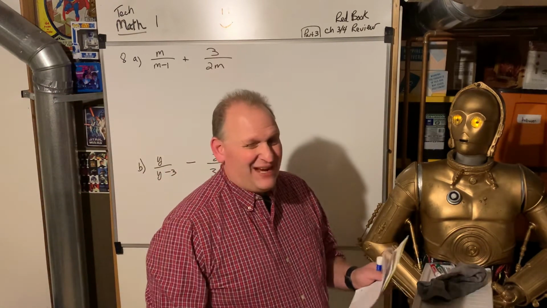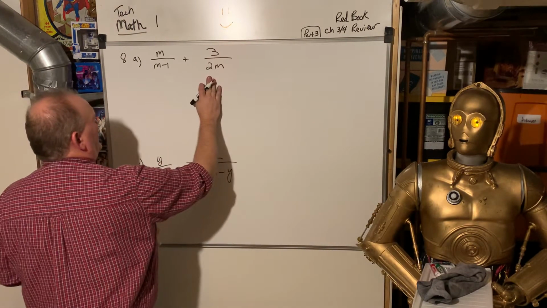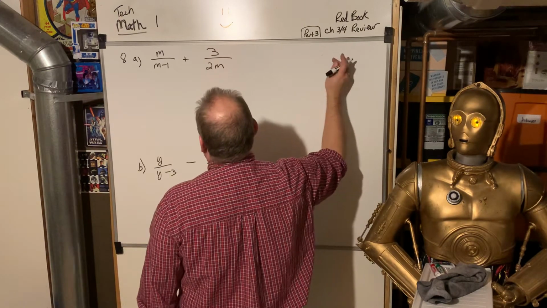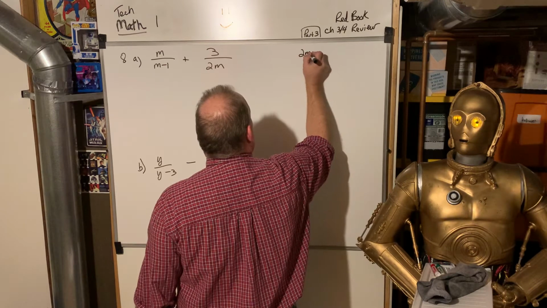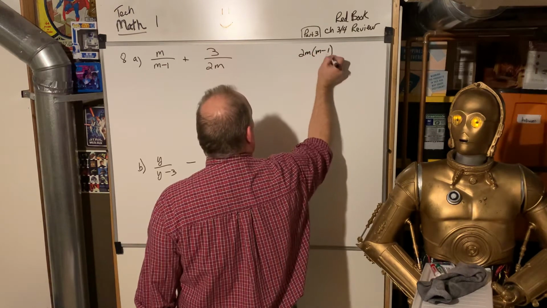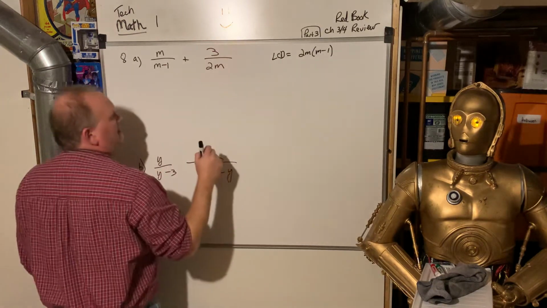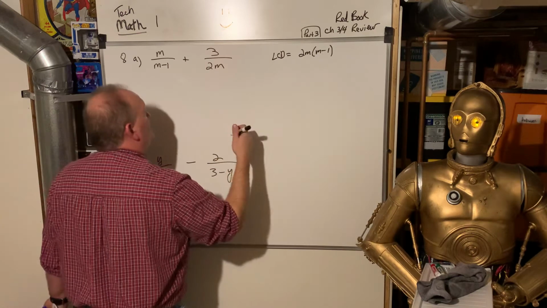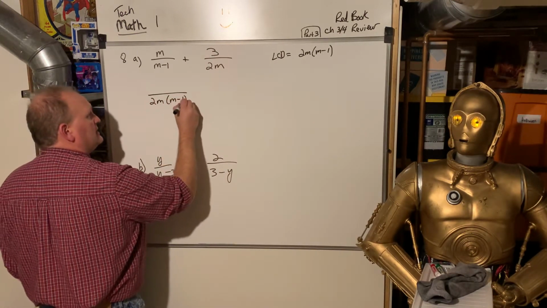We're adding fractions. This is not a walk in the park. We have to find a common denominator to add these fractions. And so the common denominator here is 2m times m minus 1, because they don't have anything in common. So the LCD, the lowest common denominator, is this times that, because they're relatively prime. So that means I'm going to write that down twice.